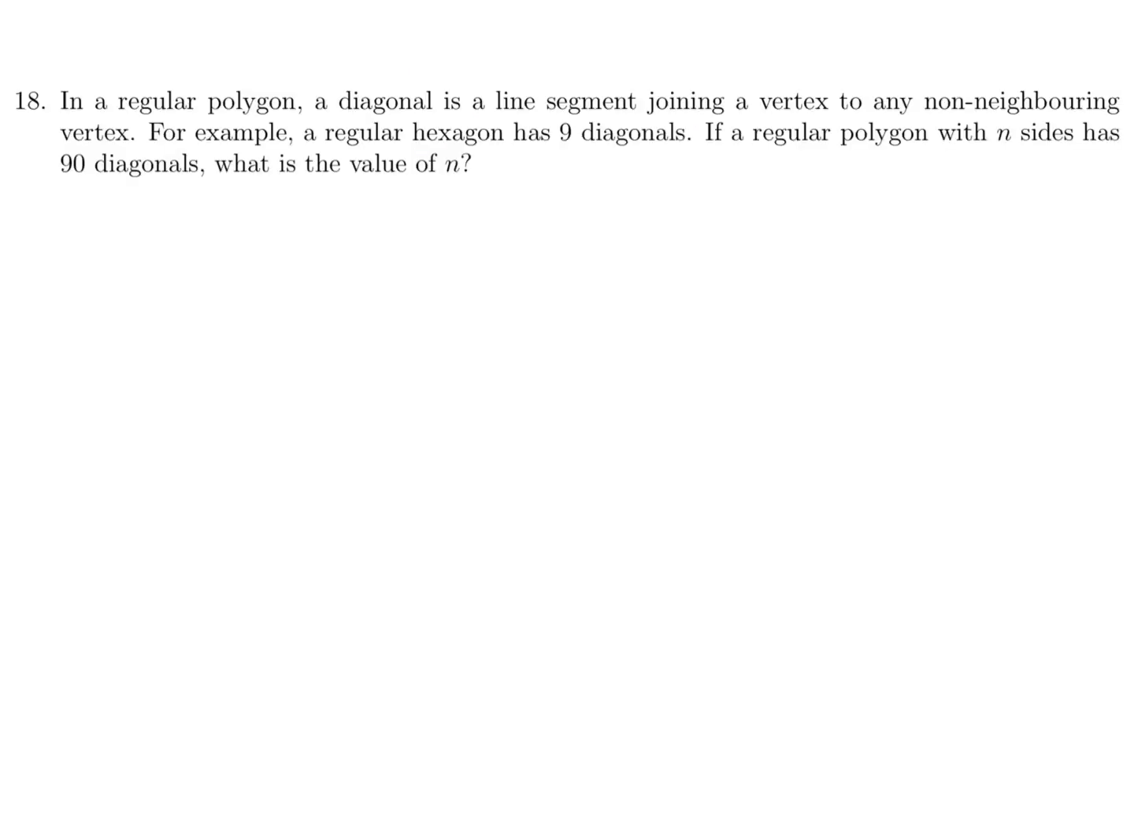In a regular polygon, a diagonal is a line segment joining a vertex to any non-neighboring vertex. For example, a regular hexagon has 9 diagonals. If a regular polygon with n sides has 90 diagonals, what is the value of n?